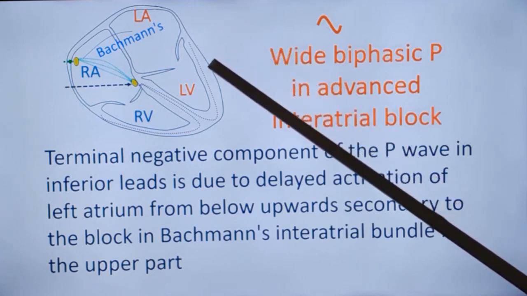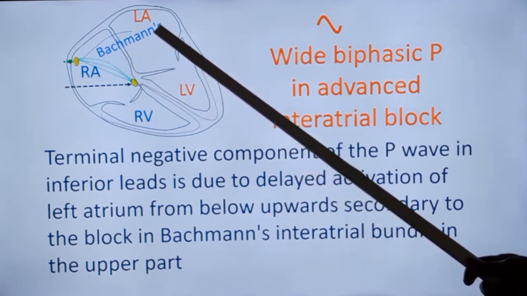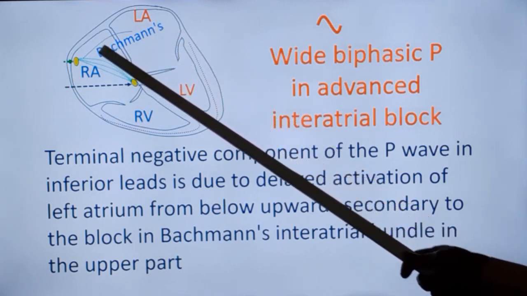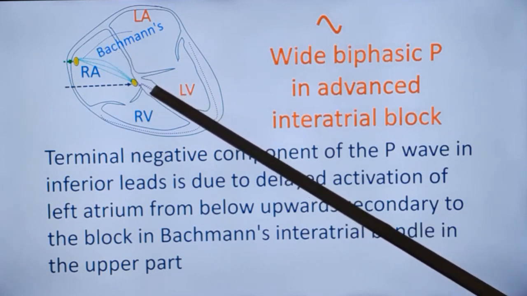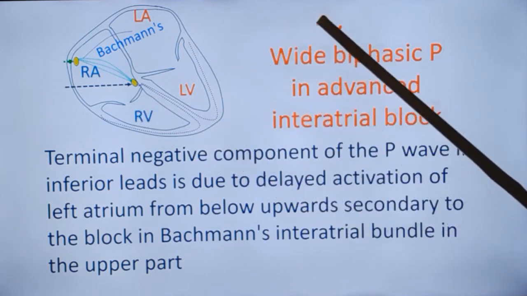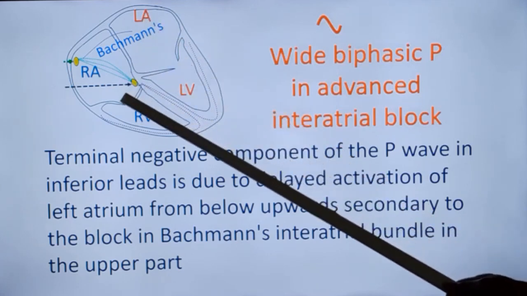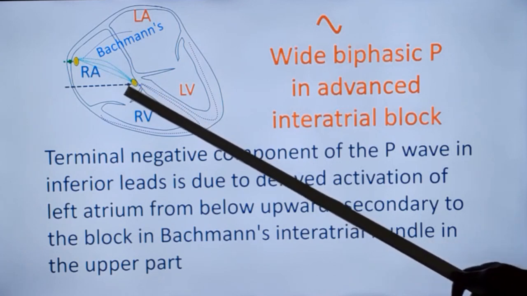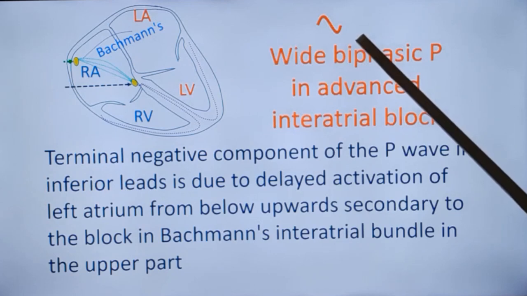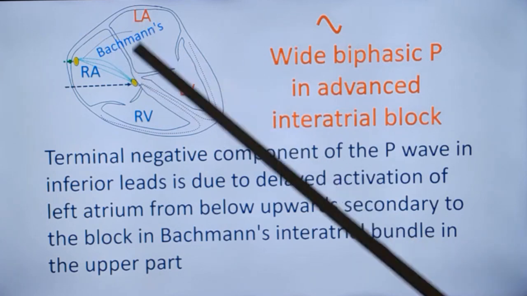That's why in left atrial enlargement, the P becomes notched due to extra activation in the latter part of the P wave. While when there is a Bachmann's bundle block, there is again delayed activation of the left atrium, but in a different direction when the bundle is totally blocked. When Bachmann's bundle is totally blocked, right atrium gets activated this way, contributing to the initial component of the P wave, and left atrium gets activated in a retrograde direction. As the activation proceeds from here, then it goes up. That's why the terminal portion of P wave is negative in advanced or total Bachmann's bundle block.